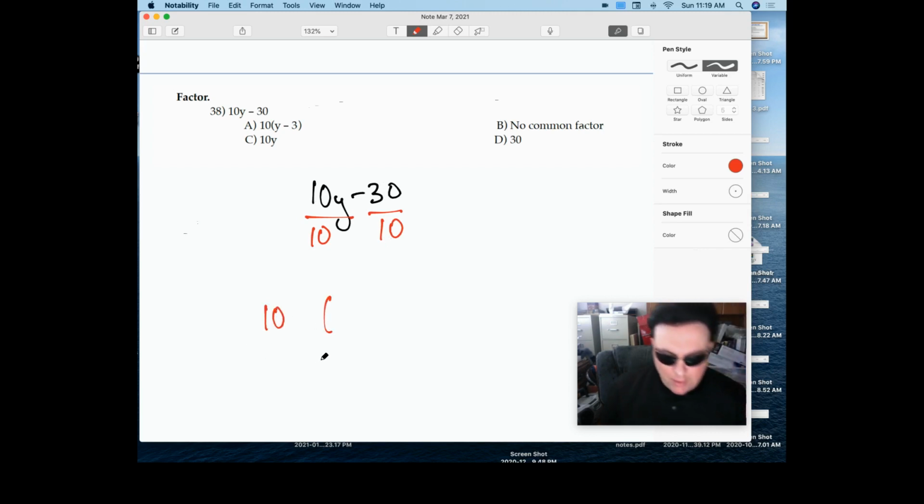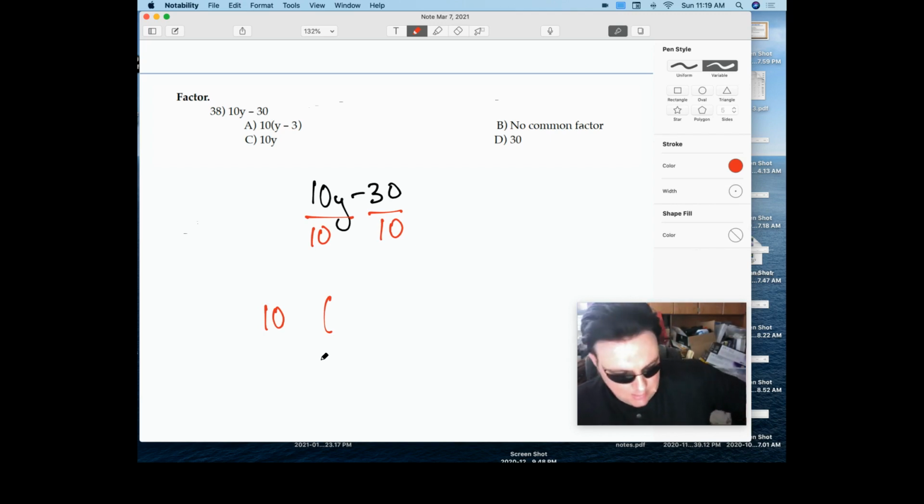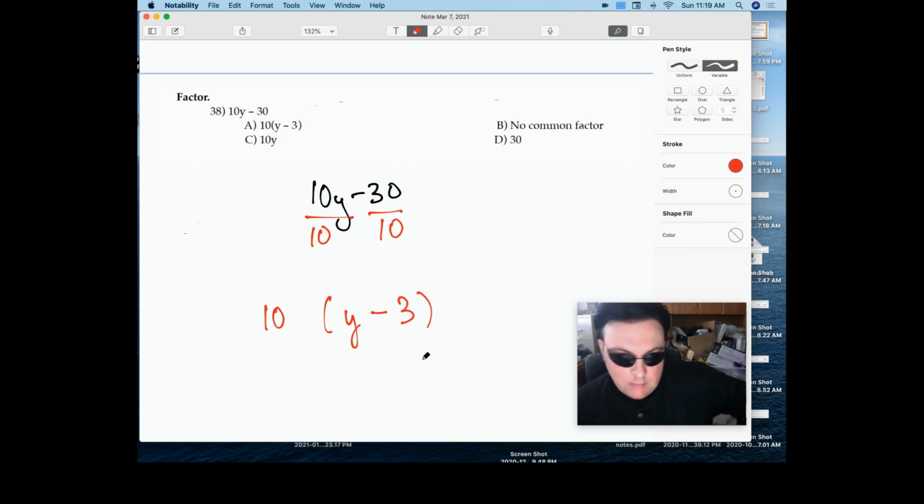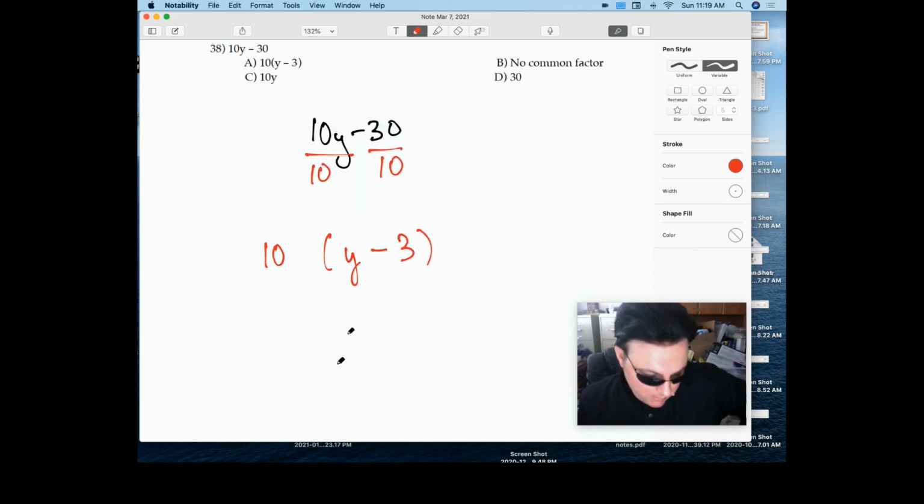There's nothing going to be with the variables, and I already jumped through that, and the reason why is because the back value doesn't have anything, right? So this is just going to be 10. 10 divided by 10 is 1, so it's y. 30 divided by 10 is 3, so it's 10 times y to the 3rd. Hope that makes sense. Let's keep going.